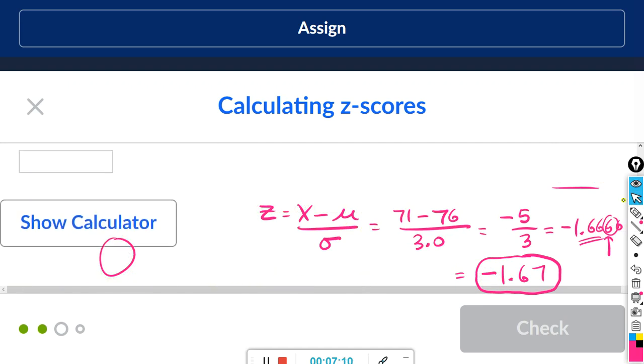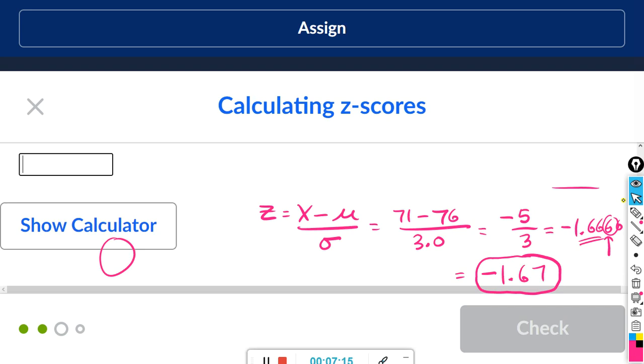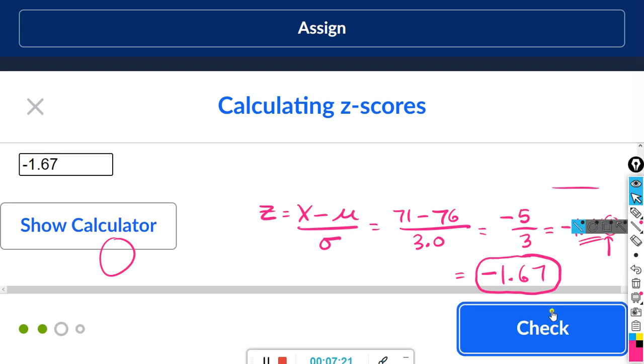Make sure you get your negative sign in there. Every time I click the box, the screen moves. So negative 1.67. That's the same as negative 5/3.